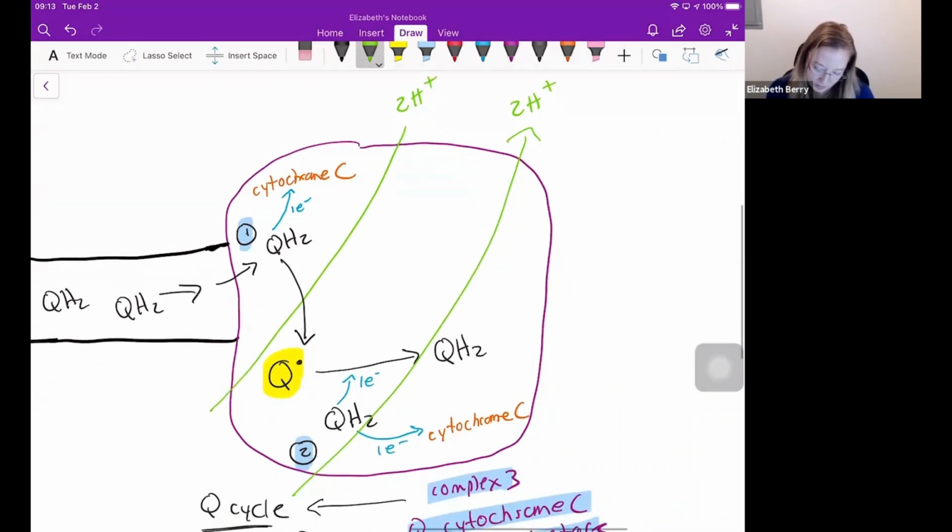But if you look at this, what do we generate here now? We've donated 2 electrons, so what are we left with? We're left with a regular Q. And where did we use the regular Q? We use that in complex 1 and complex 2. So the first step, we generate the radical. The second step, we are getting rid of the radical and providing a fully oxidized coenzyme Q that can go back to complex 1 and complex 2 and pick up more electrons.